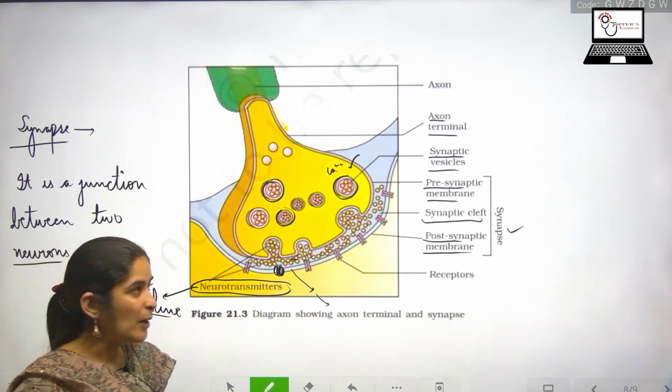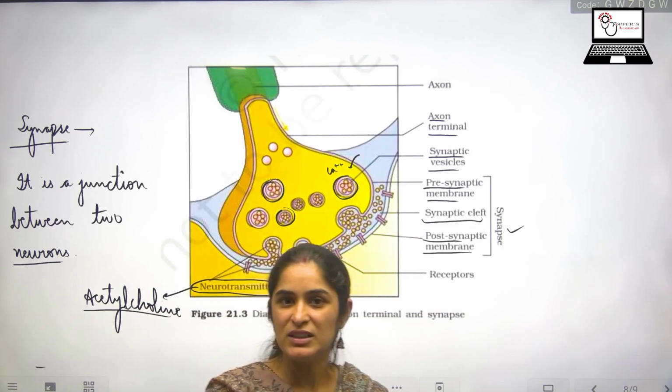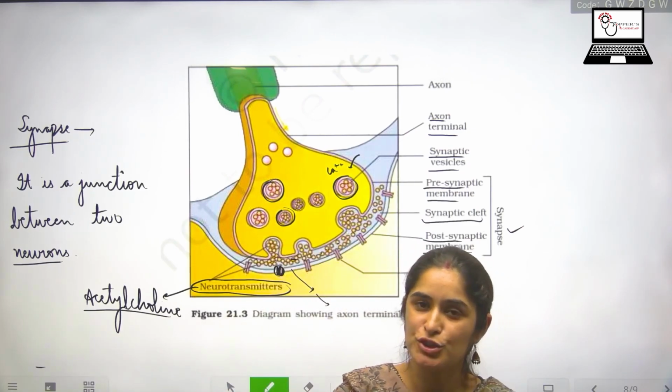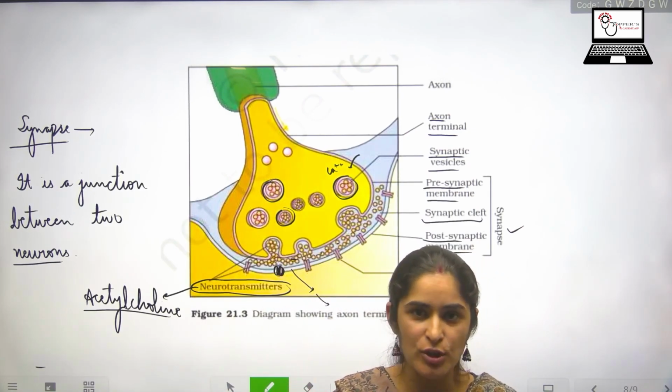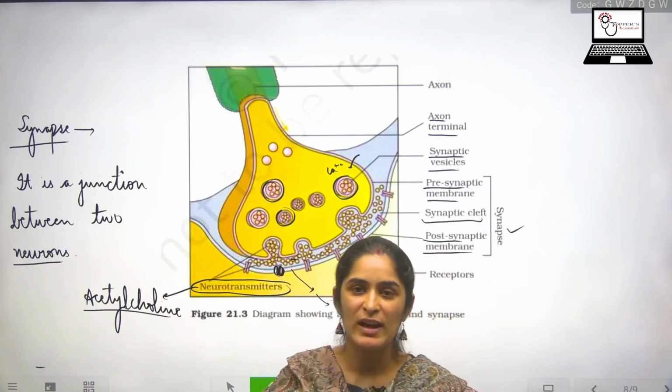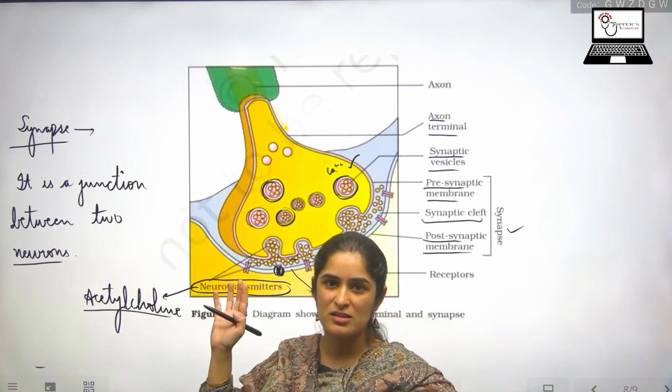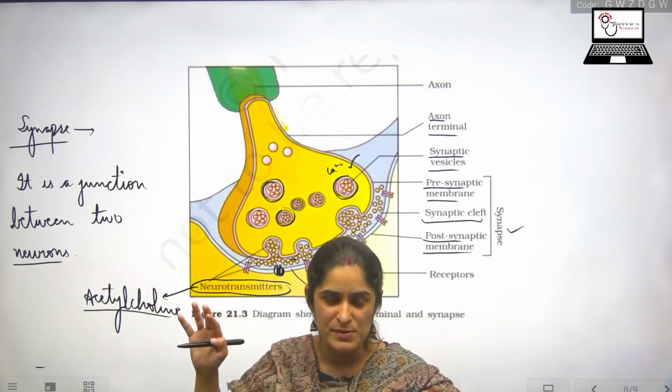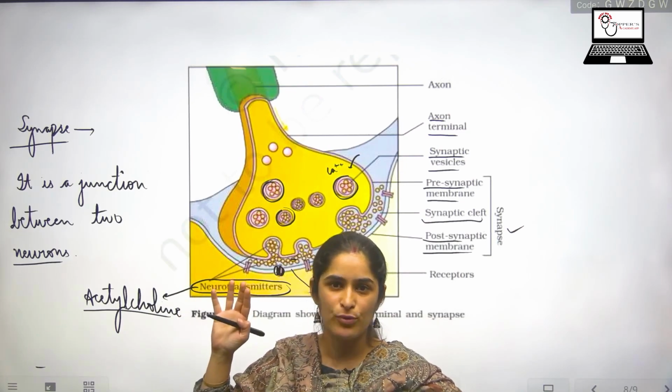Got it? Up to here we have completed the three topics in a short video, that is the structure of the neuron, generation of electrical impulse, and how the synapse is formed, or synapse formation.